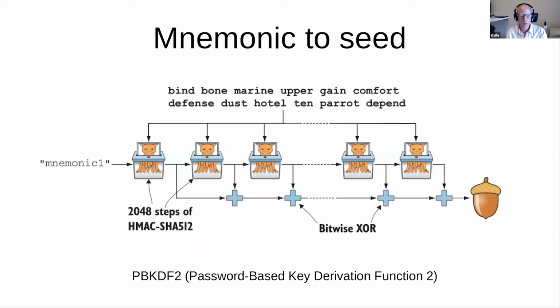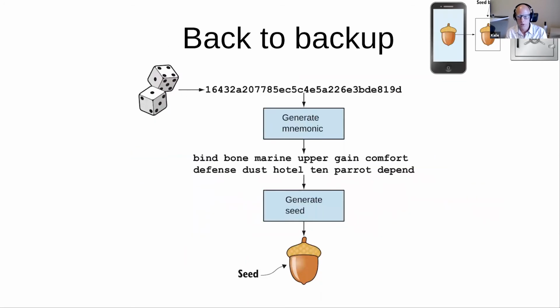We're going to look at the other box here, real quick. We're going to generate a seed from the mnemonic phrase in order to be able to recreate the full tree of private keys.